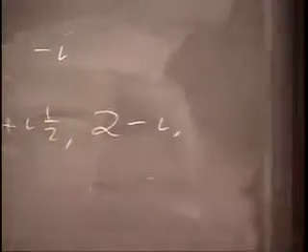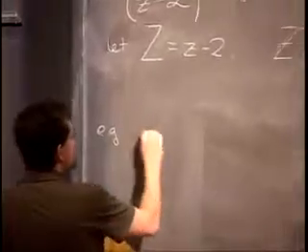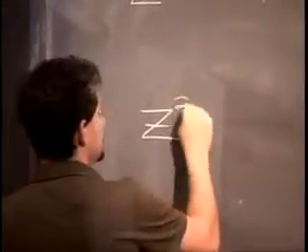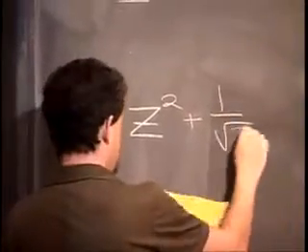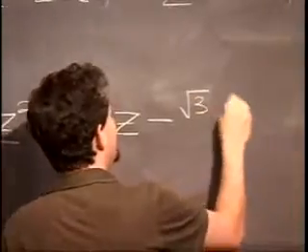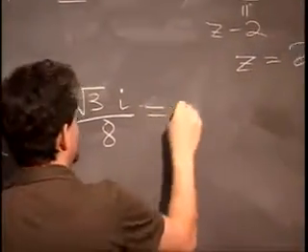Okay, something a little bit trickier is to solve a quadratic equation with complex coefficients. So here's another example. Suppose I have a quadratic equation z squared plus 1 over root 2 z minus root 3 i over 8 equals 0.